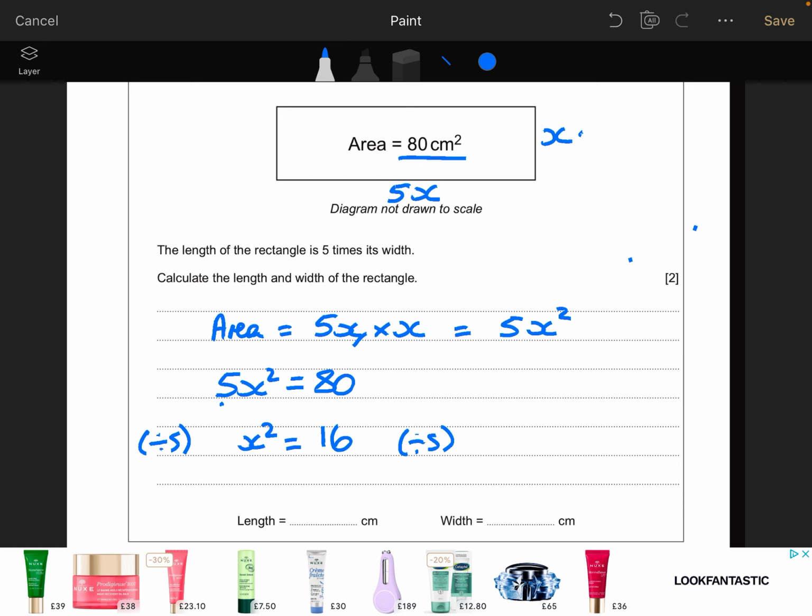To get rid of the squared, I'm going to square root. That will change the x squared to just an x, and I've got to square root the other side as well. The square root of 16 is 4. So I know that this side here is 4, so the width is 4 centimeters. And 5 times that 4 would be 20 centimeters. So we've got 20 centimeters for the length and 4 centimeters for the width.